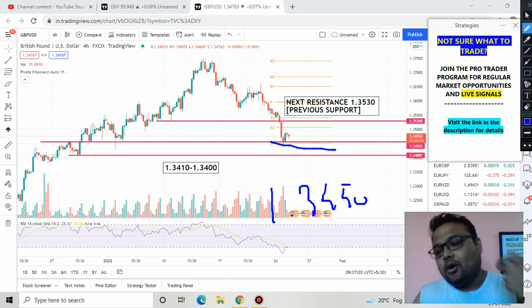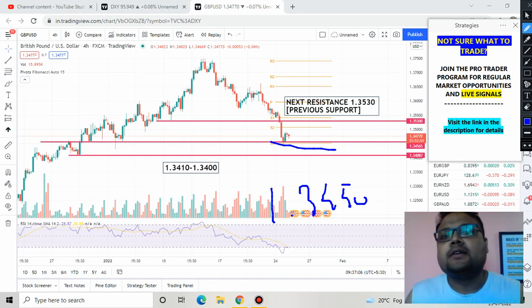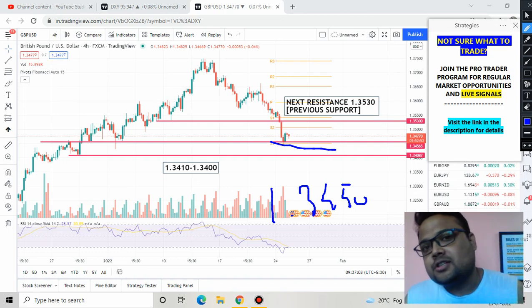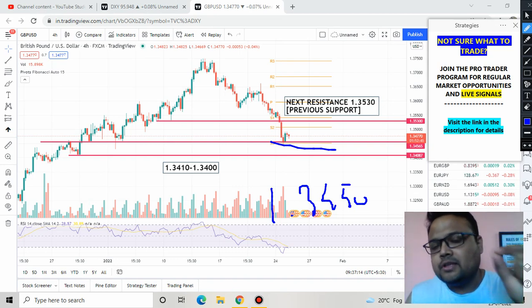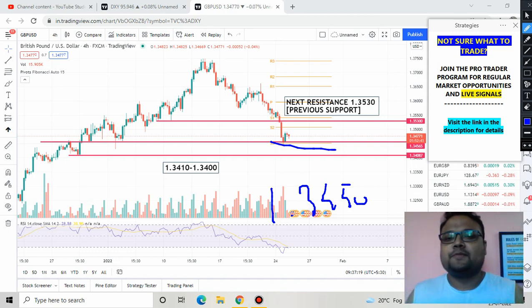The only thing in the hands of retail traders is the amount of loss. We can only decide the loss amount beforehand. So use proper risk management and use a strict stop loss.